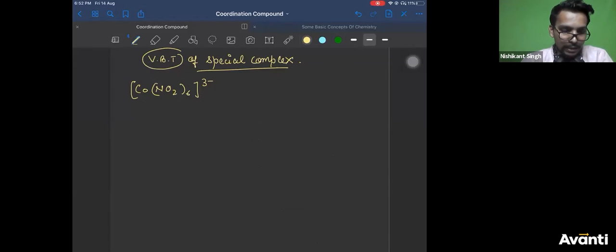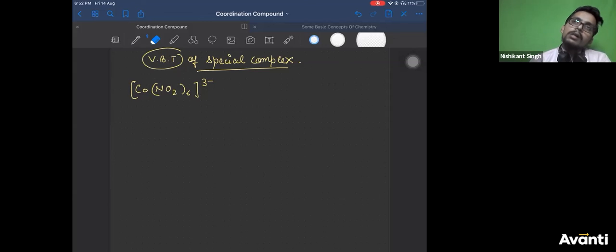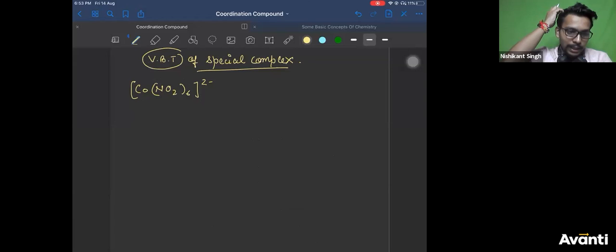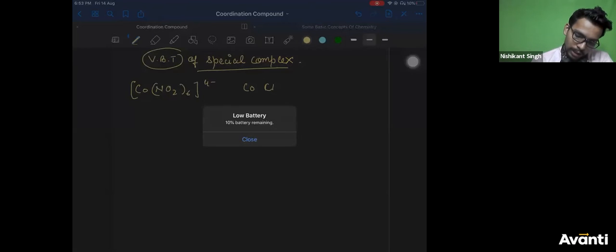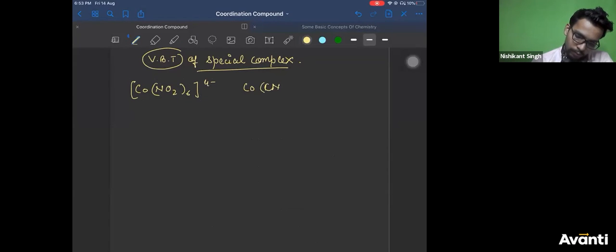Now, if you take this complex and some other similar complex, not 3 minus, but 3d7, so let us take 2 minus. This is one thing we can take. Apart from this, let us take one more complex, that is Co(CN)6 4 minus. Now these are some special cases.